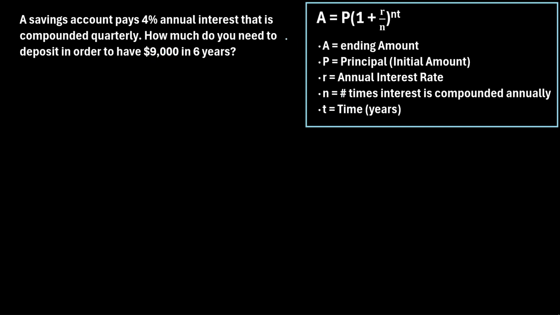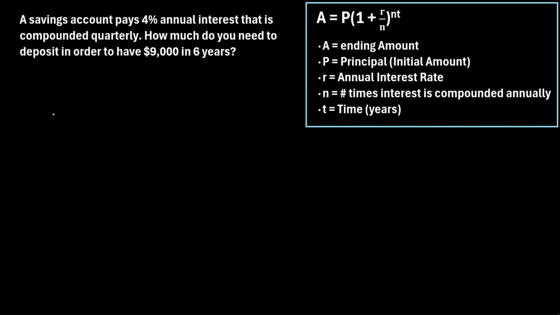So notice in this example, we actually know the ending amount that we want. We want $9,000. So that's A, that's what we want the ending amount to be. And we're just trying to figure out what we need to deposit in order to get to that amount. So we're trying to solve for P, the principal. Normally we use this compound interest formula to solve for A, the ending amount, but in this case we're trying to solve for the initial amount.